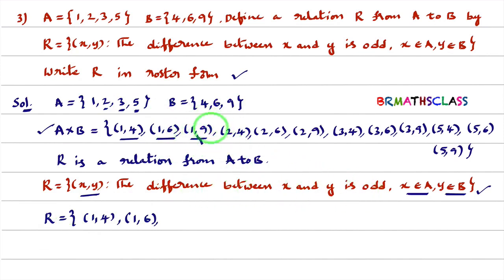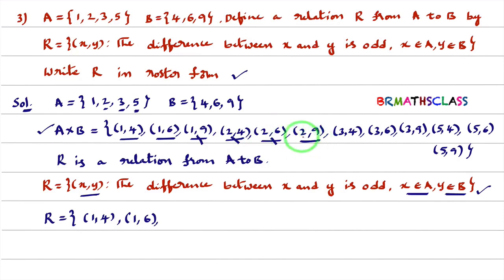Okay. Now you take the ordered pair (2, 4). 4 minus 2 is 2. 2 is an even number. That means the difference is even, not odd. So you cannot take the ordered pair (2, 4). You take (2, 6). 6 minus 2 is 4. That means their difference is even. But we want the difference to be odd. So you cannot take the ordered pair (2, 6).